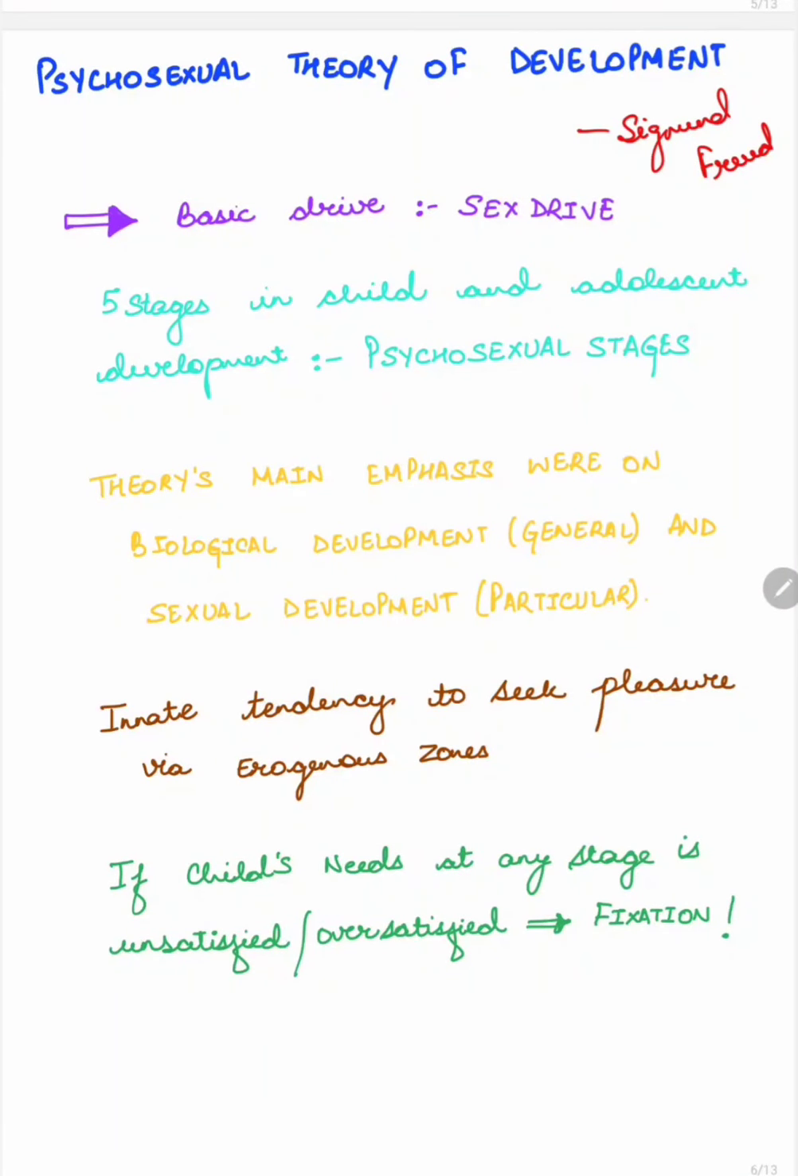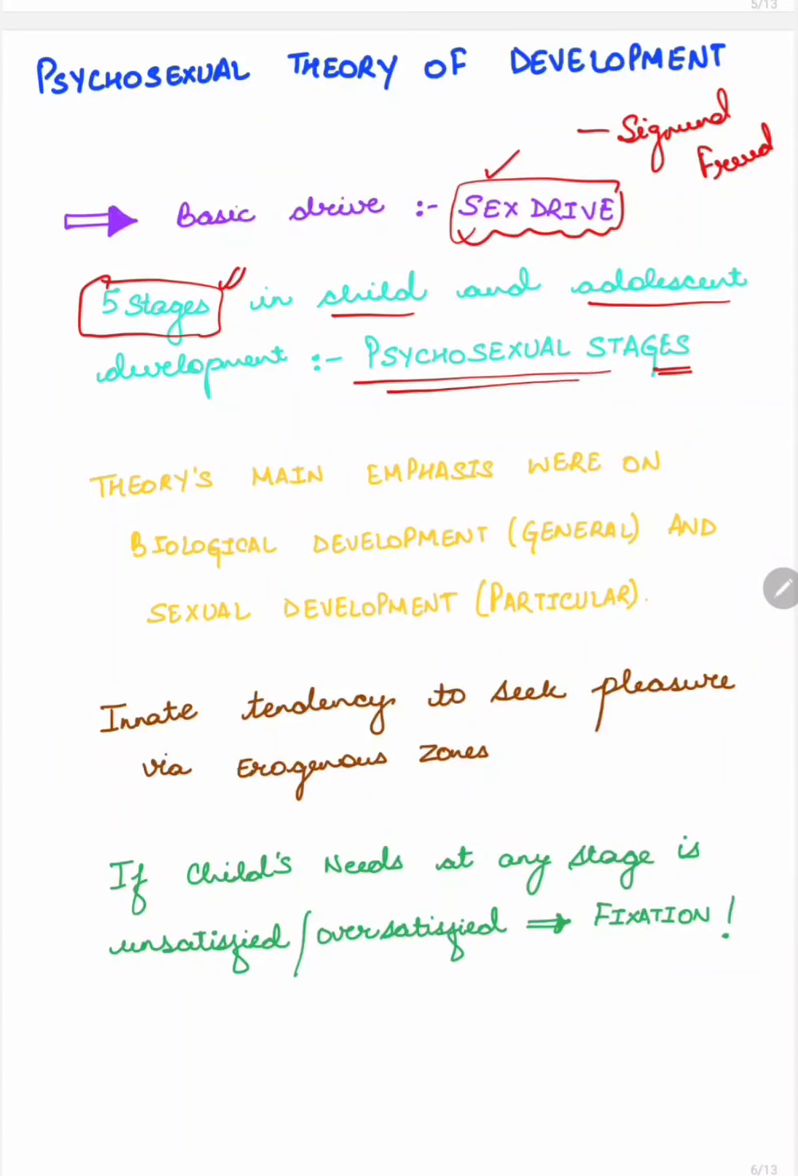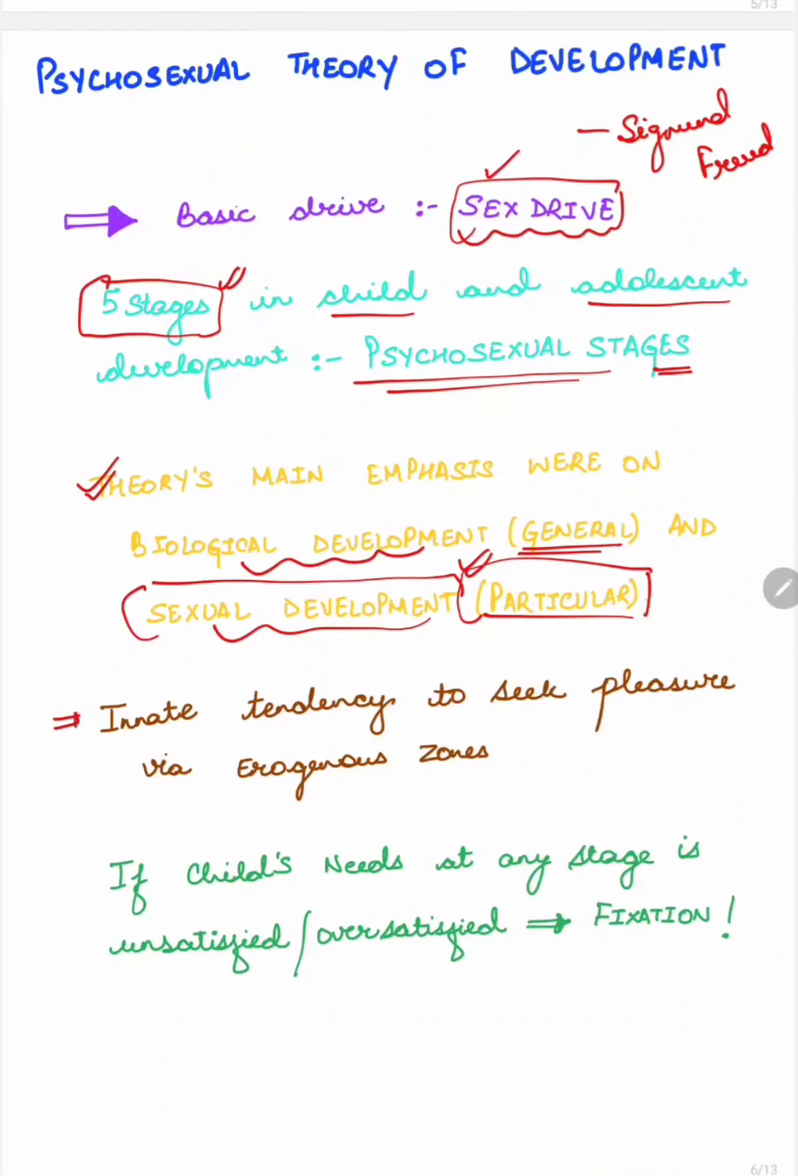The psychosexual theory of development was given by Sigmund Freud. His main focus in this theory was the sex drives, right? He gave 5 stages of development in child and adolescent, which were considered the psychosexual stages. The theory's main emphasis was on biological development in general and sexual development in particular. There was an innate tendency to seek pleasure via erogenous zones, he considered.